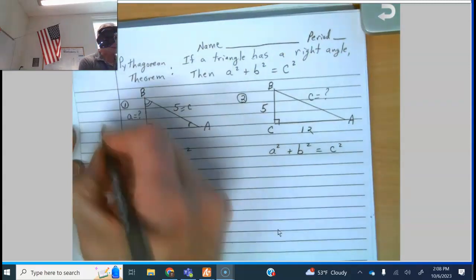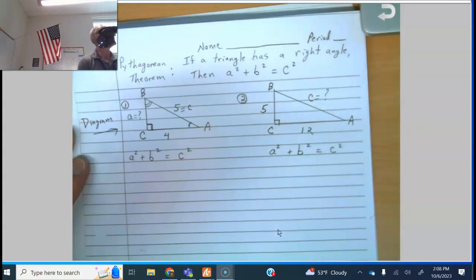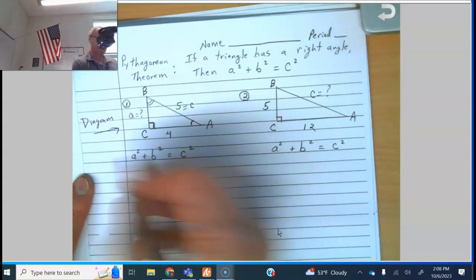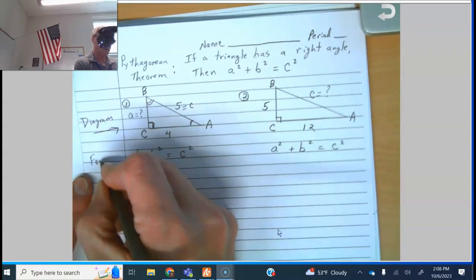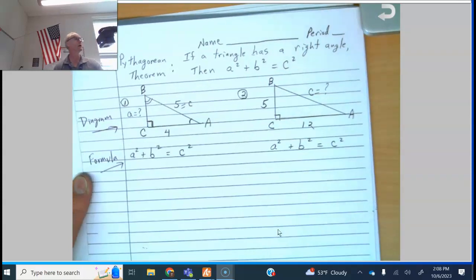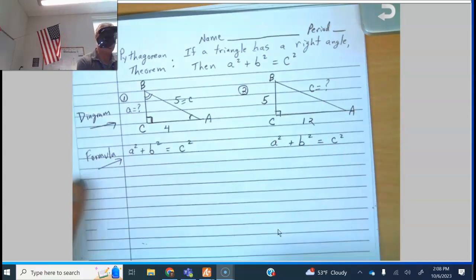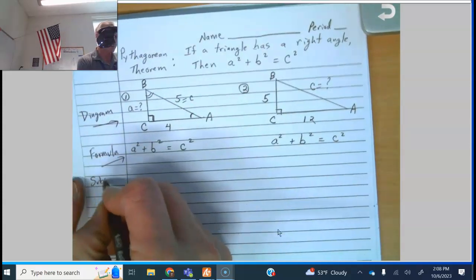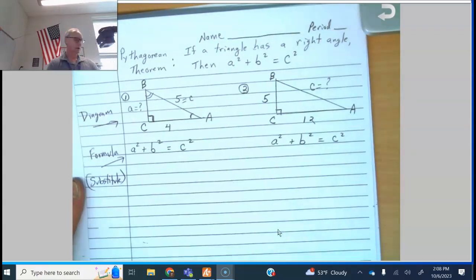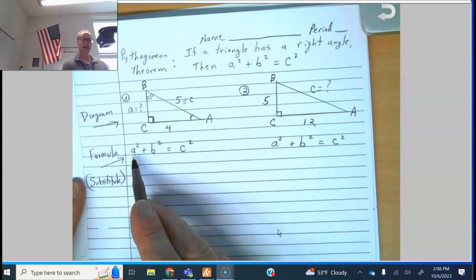The first step is to draw a diagram. Did you do that? Everybody has a diagram? You should have a diagram of this triangle. The next step is to write the formula or maybe an equation. We've got a formula here. Your next step is to substitute inside parentheses. I'm going to write it that way. Substitute inside parentheses. I don't have a number for A, so I just leave A alone.